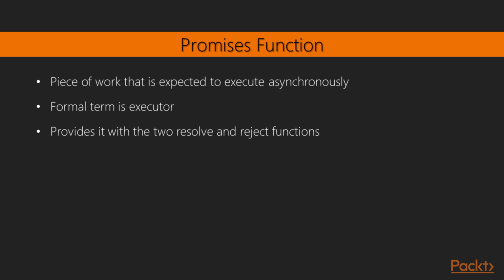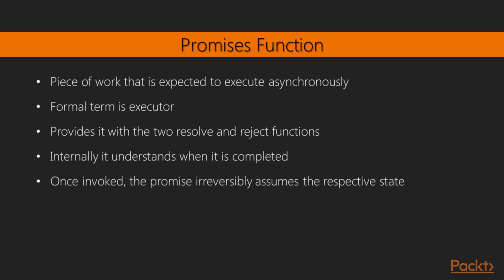Note that the executor function doesn't need to be asynchronous at all. However, if it isn't asynchronous, then you might not need a promise for what you are trying to accomplish. When the function is executed, internally it understands when it is completed. However, on the outside there is no construct that represents the concept of run this when the executor function is completed. Therefore, its first two parameters are the resolve and reject functions. The promise wrapping the executor function is in the pending state until one of these is invoked. Once invoked, the promise irreversibly assumes the respective state.